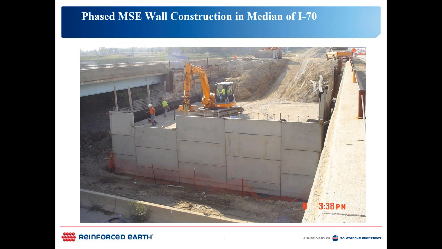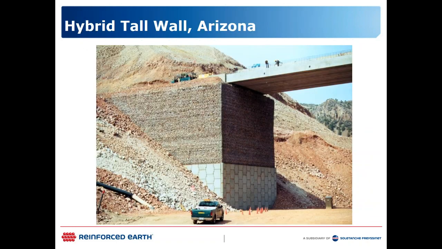So this will be another case where you need an extremely tall wall, but in this scenario, we used precast panels along the bottom of the wall and then wire-faced panels above that. Again, the advantage in this case will be the extent to which you will be saving cost associated with shipping and installing precast panels.